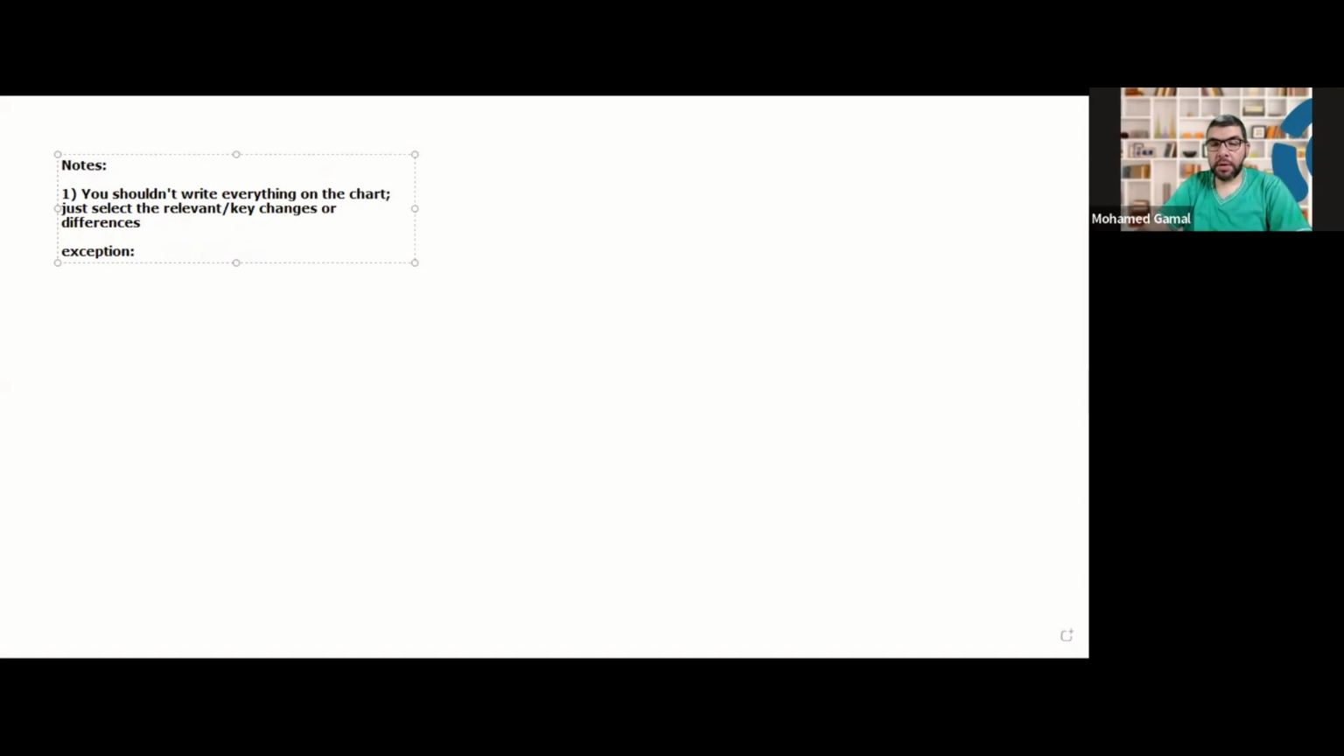You should write about the stages or procedure on the process chart. So this is the first thing that we need to highlight. And what will help you to select the key changes, or to know what you are going to write about in these things, is the brainstorming stage.